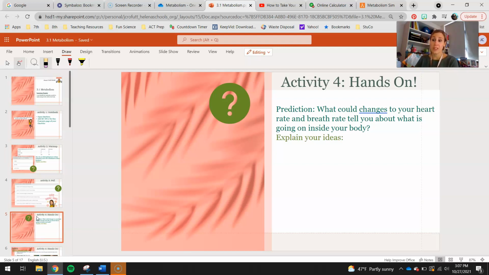First, before you start, I want you to make a little prediction. What could changes to your heart rate and breathing rate tell you about what is going on inside of your body? Think about if you start breathing harder or your heart rate slows down. Maybe your heart rate is speeding up, or your breathing rate is speeding up, or both of them are slowing down. What could that tell you about what's going on inside your body?